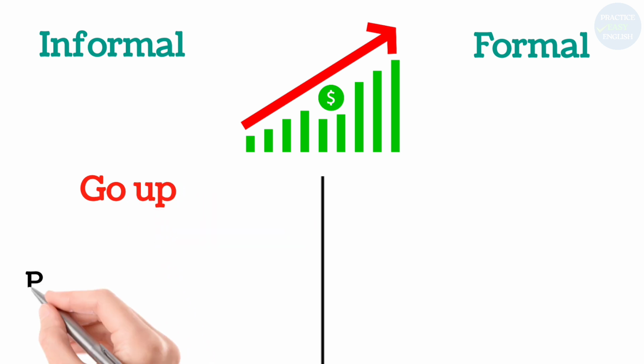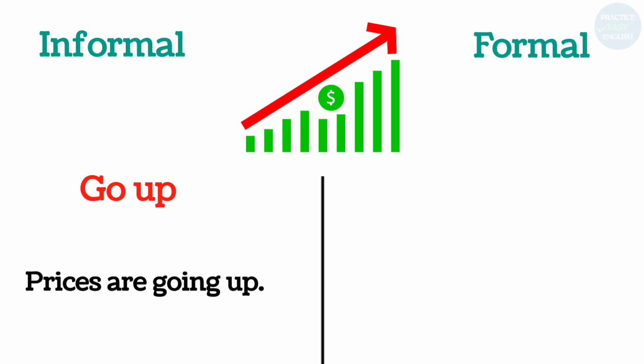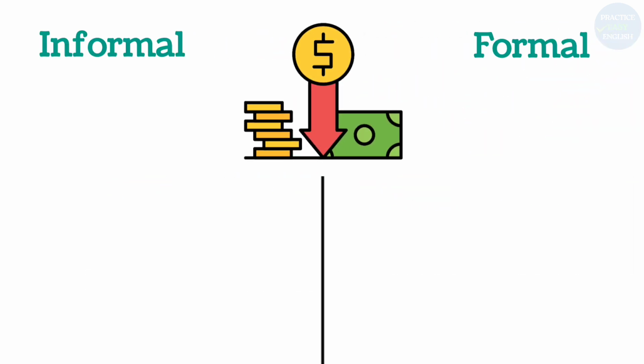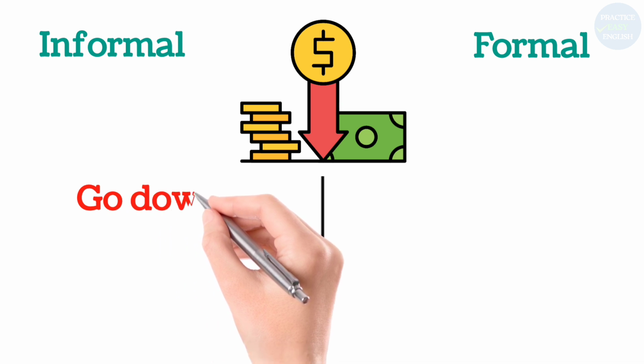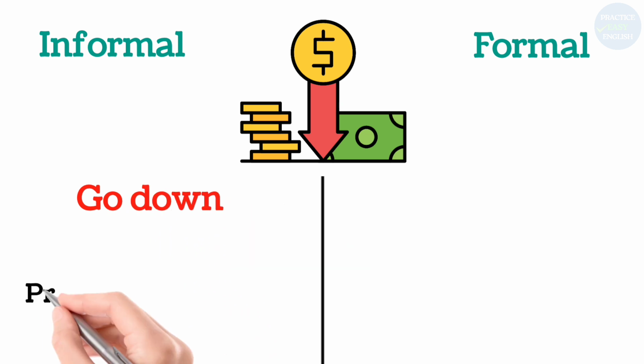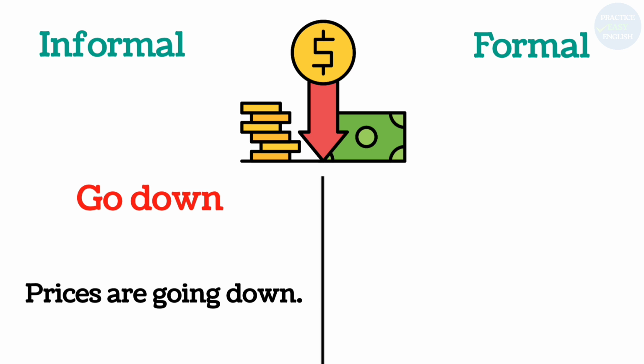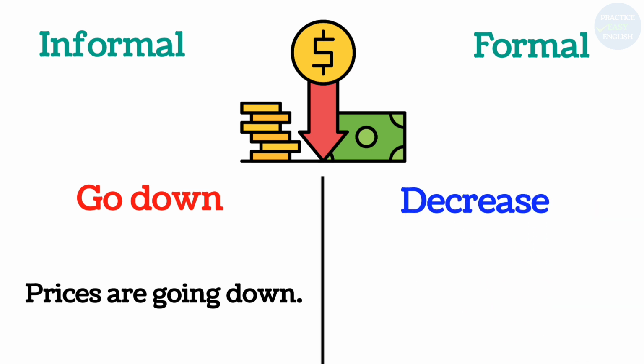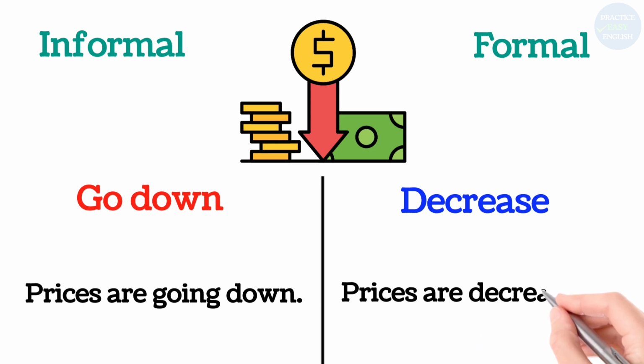Go up. Prices are going up. Increase. Prices are increasing. Go down. Prices are going down. Decrease. Prices are decreasing.